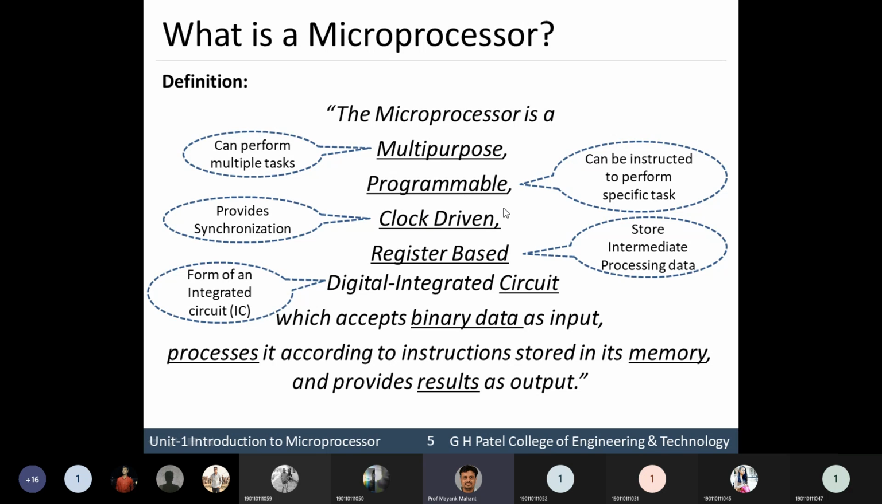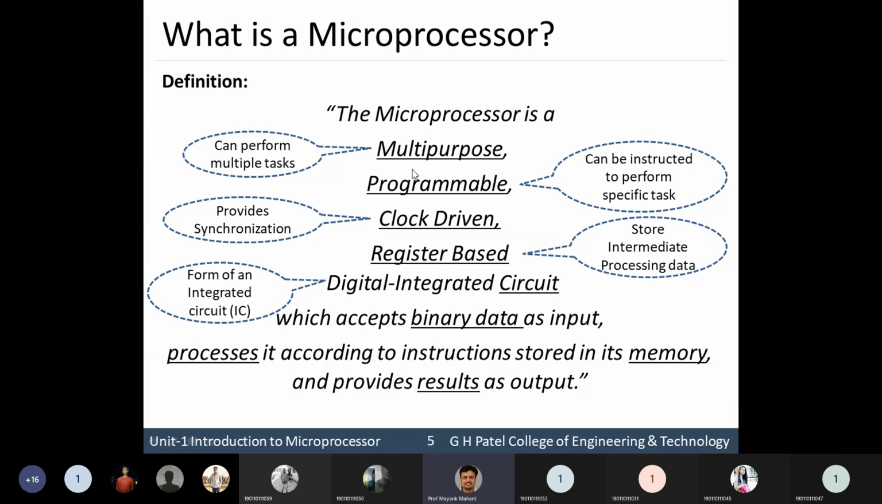So this is a clock driven, register based device that takes binary data as an input, processes it according to the instructions stored in its memory, and provides the result as an output. So this is in all a complete definition of what a microprocessor is. Now let us try to see all the things word by word.